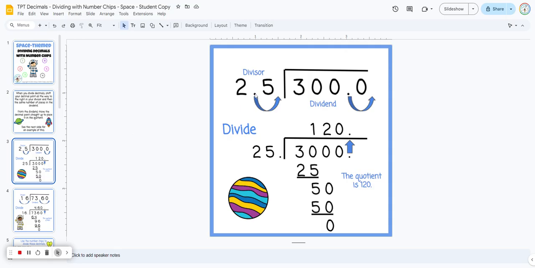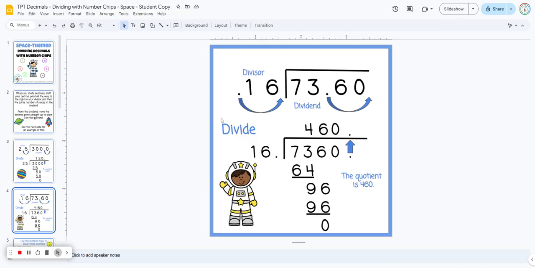So you want to move that decimal point in the divisor all the way to the right. In this case, it's one place to the right. So if you move the decimal point one place to the right in the divisor, you have to also move it one place to the right in the dividend. And here you can see when you get your quotient, you're just going to move that decimal point straight up into your answer. The next slide has an example when you move the decimal point two places to the right.